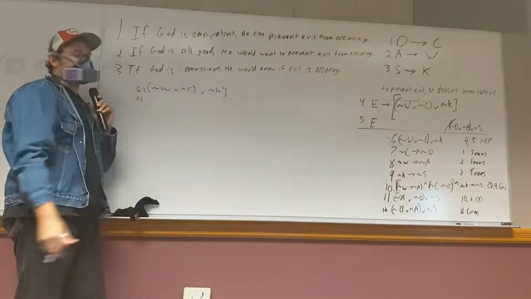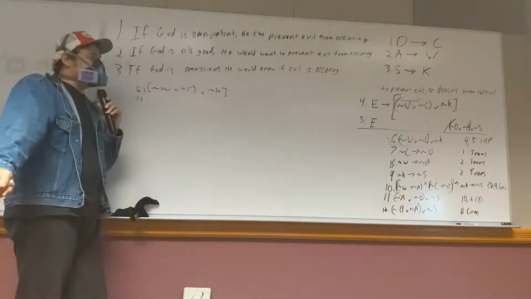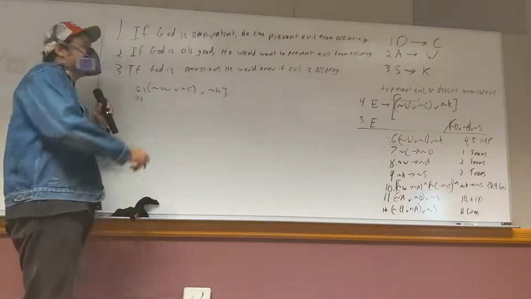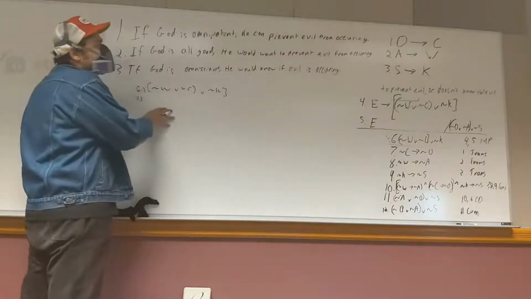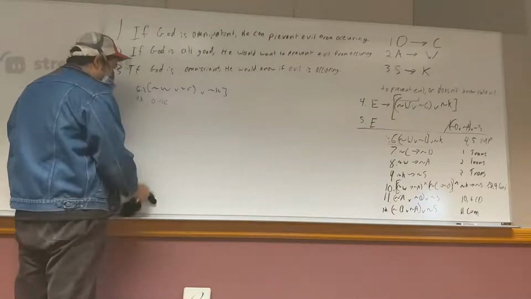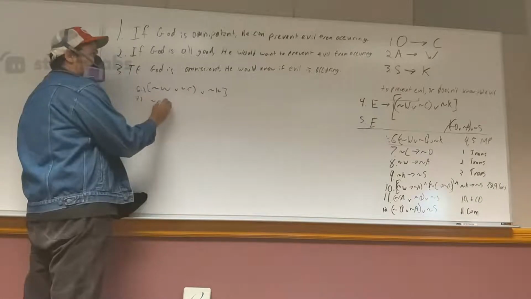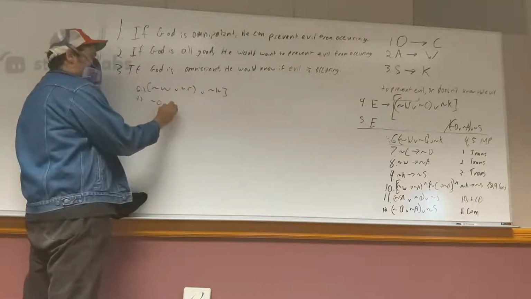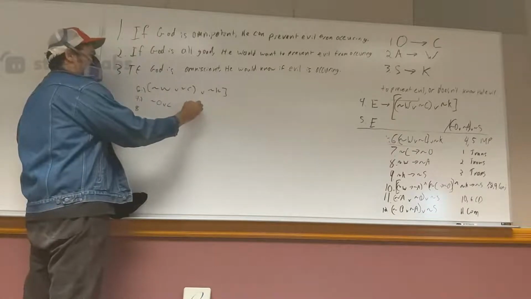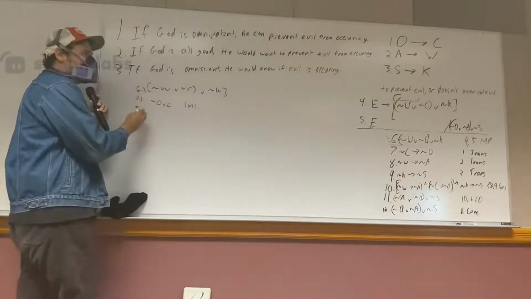Let's see if this works. I don't know if this is going to work. But let's see. If I take O then C, and I use material implication on it, it'll give me not O or C, right? On 1, material implication, I can't remember how the book labels it, so that's 1 MI, I guess, whatever.